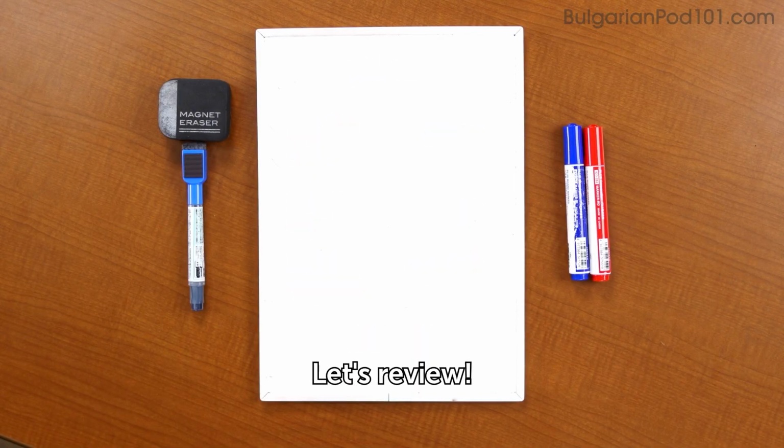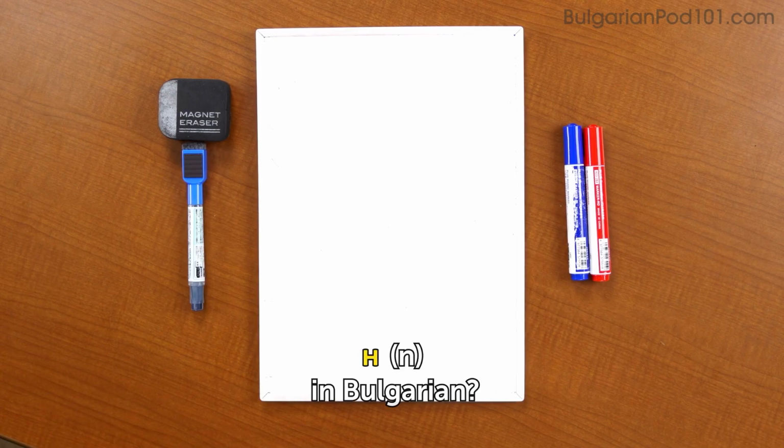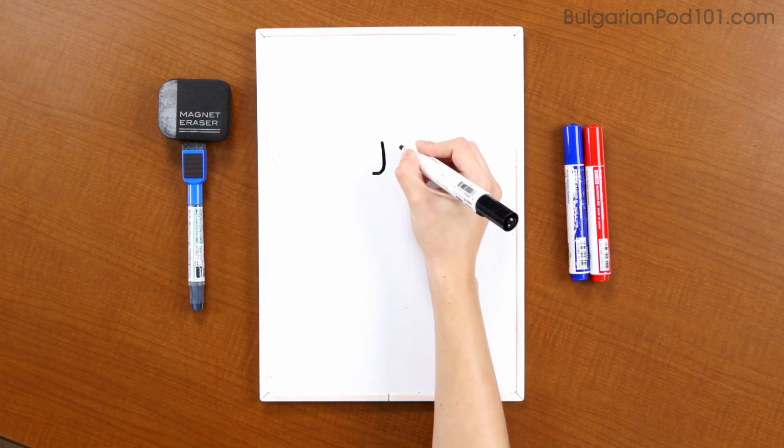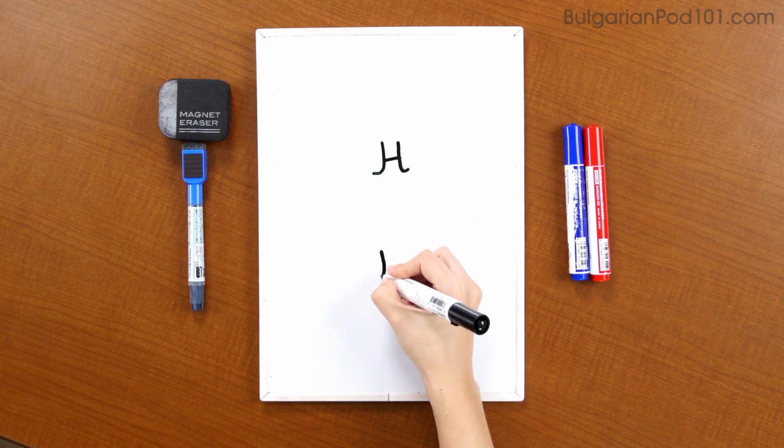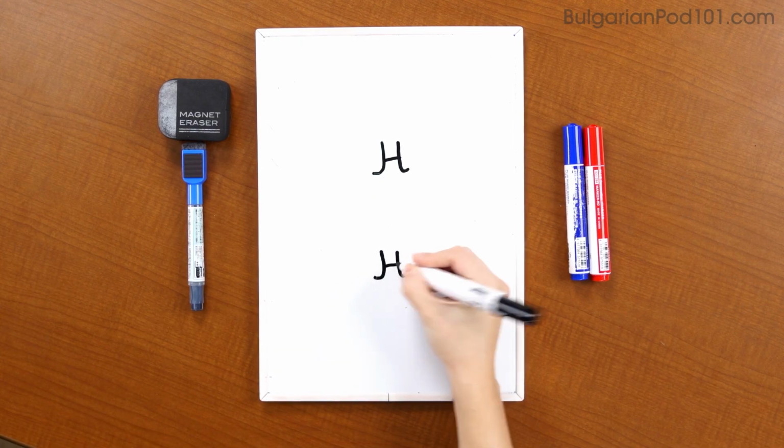Let's review. Do you remember how to write n in Bulgarian? N.